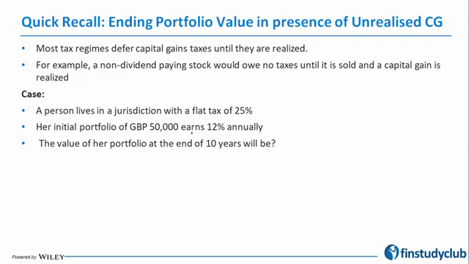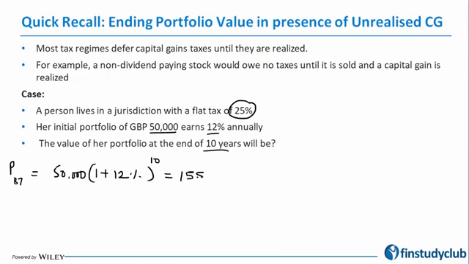Here was a case where the initial portfolio value of 50,000 was earning 12%. There was no other tax except on the unrealized capital gain, which after 10 years was sold, and then you had to pay a tax of 25% on the capital gain. So your 50,000 portfolio earning 12% became this much, which is the portfolio value before tax, 155,293.